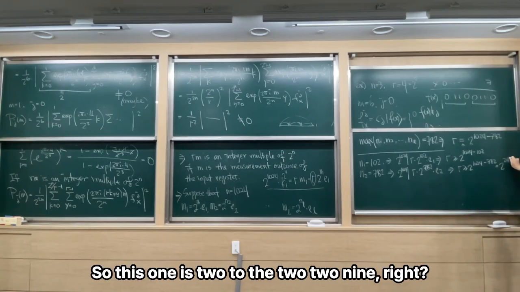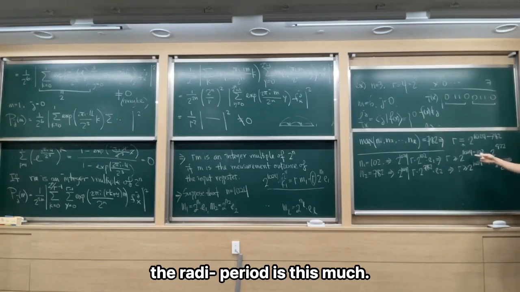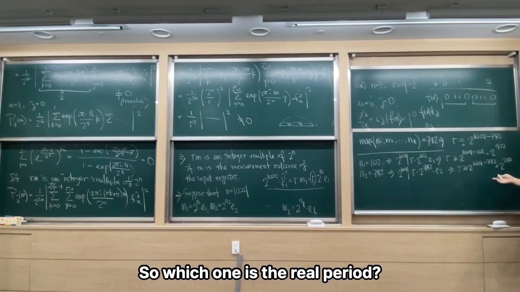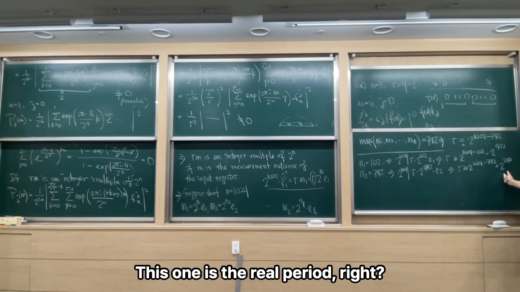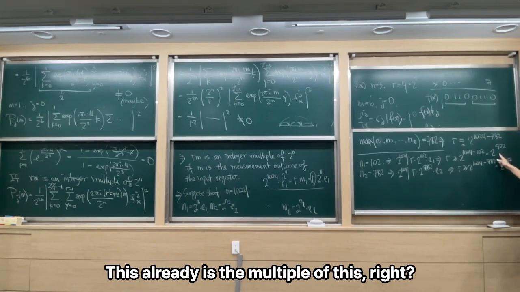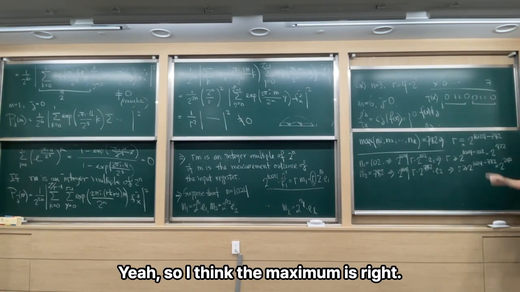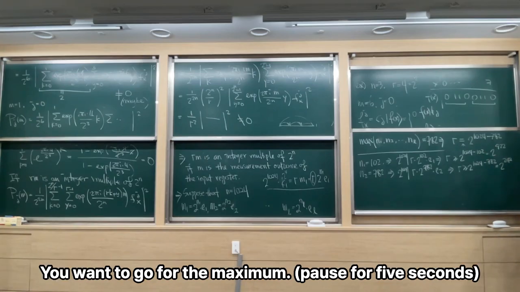Right? So this one is 2 to the 229. This one tells you that the period is this much. This one tells you that the period is this much. So which one is the real period? This one is the real period, right? This already is the multiple of this. You want to find the smallest possible period. Yeah, so I think the maximum is right. You want to go for the maximum. Does it make sense?